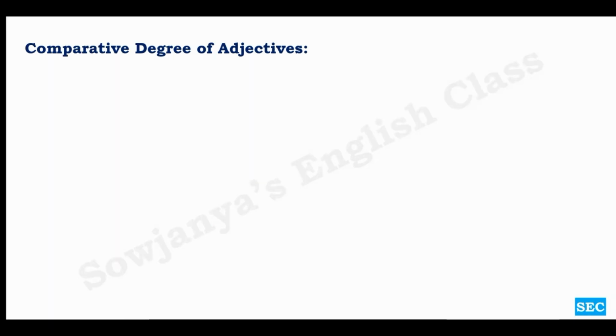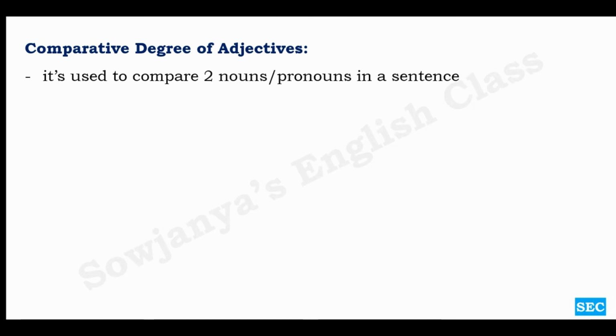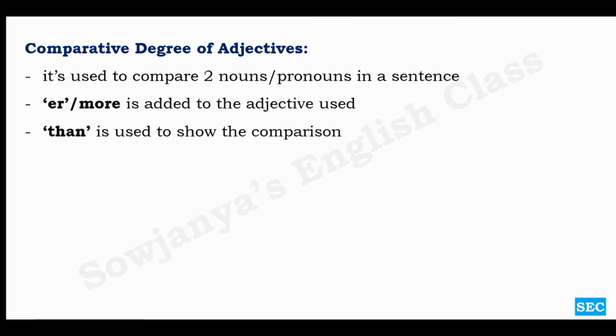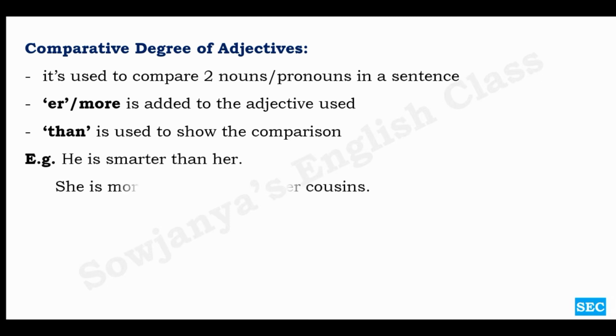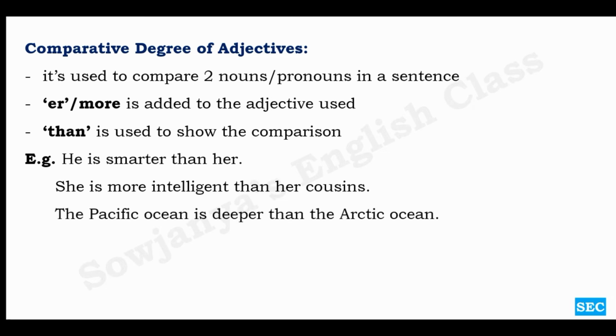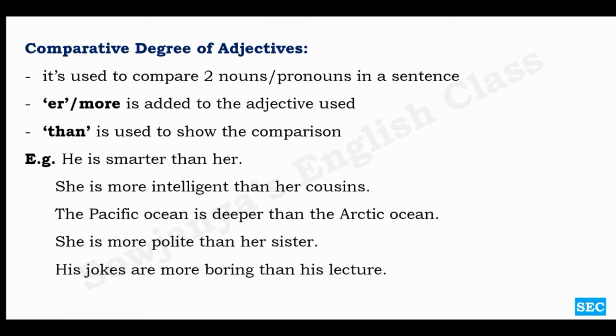Let us learn about the comparative degree of adjectives. It is used to compare two nouns or pronouns in a sentence. ER or more is added to the adjective used to show the comparison. Look at the examples. He is smarter than her. She is more intelligent than her cousins. The Pacific Ocean is deeper than the Arctic Ocean. She is more polite than her sister. His jokes are more boring than his lecture. The moon is smaller than the earth.